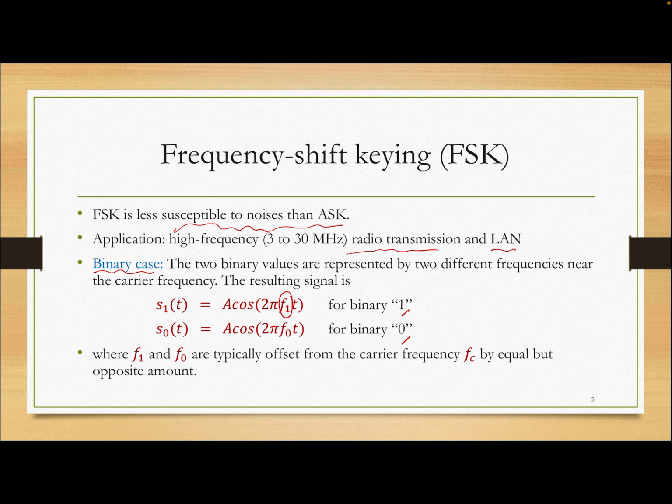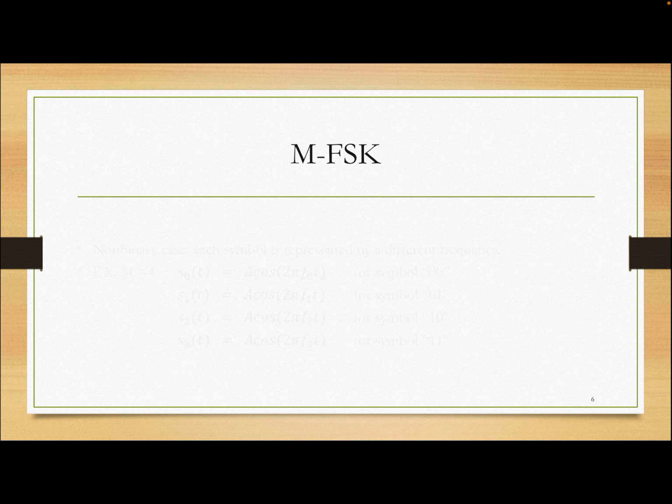You use two frequencies, F1 and F0, to represent two pulse shapes, S1(t) and S2(t). Usually F0 and F1 are offset from FC, the carrier frequency, by the same frequency delta. This is the frequency domain, and this is the cosine carrier. It can be sine also.